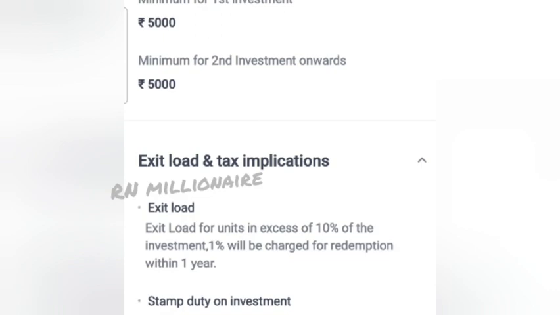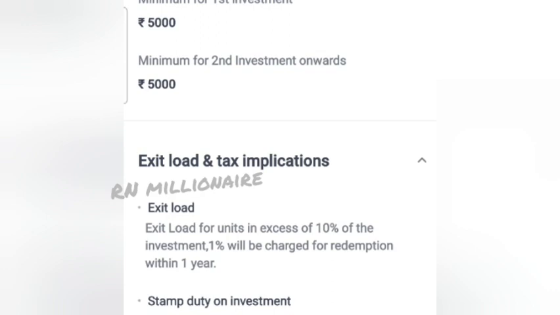There is no entry load, and exit load is applicable. Exit load applies if you redeem more than 10% of the investment. 1% will be charged for redeeming within 1 year. Stamp duty is applicable, that is a very minimal charge, and tax is applicable on your returns. Both short term capital gains and long term capital gains tax are applicable.